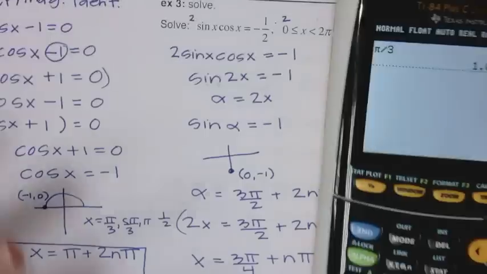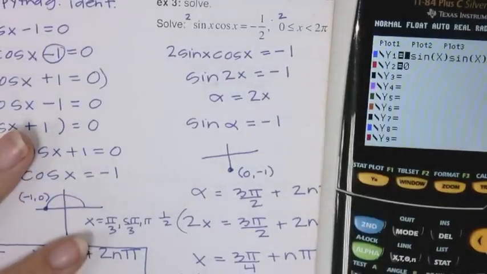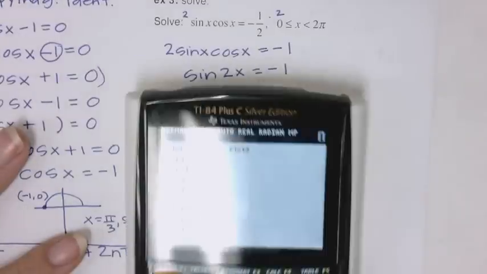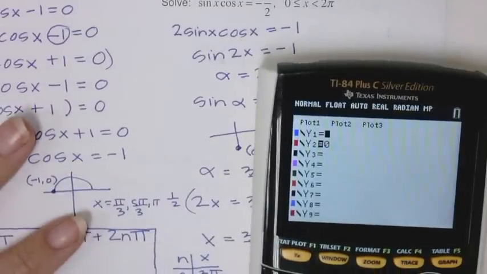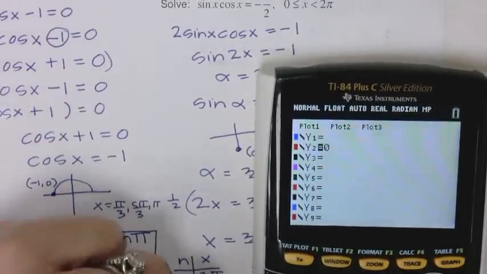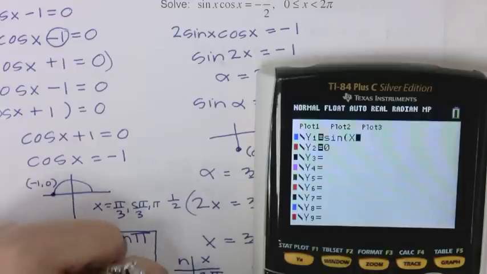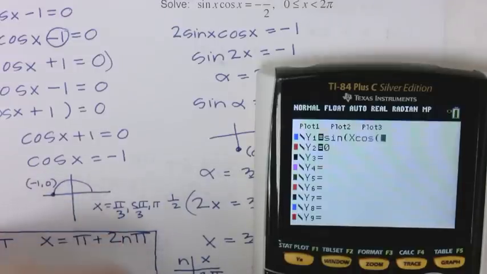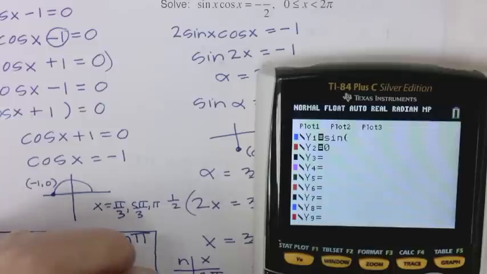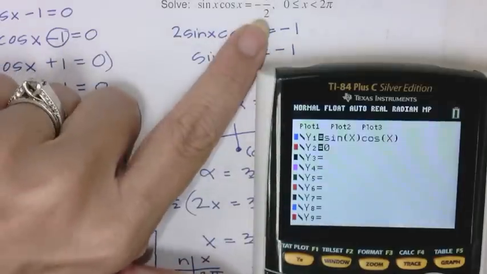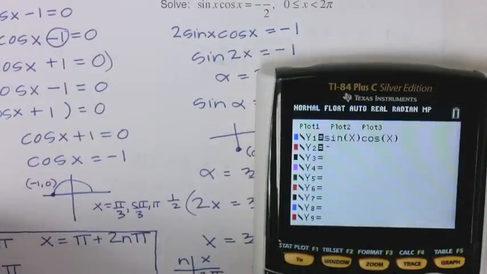One more time, let's take a look at this one right here. I'm going to do this one in my calculator. So I'm going to put in sine x and cosine x. Oh, don't do that. Sine x, close, cosine x, close. And then on this side I actually have negative 1/2, so make sure you hit negative instead of minus, and then graph.